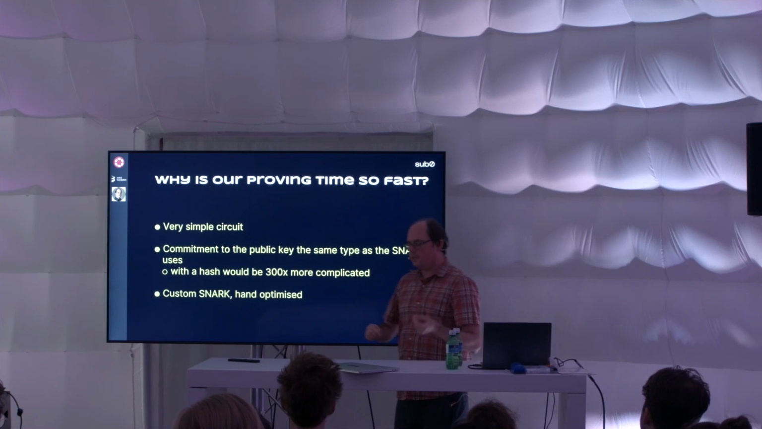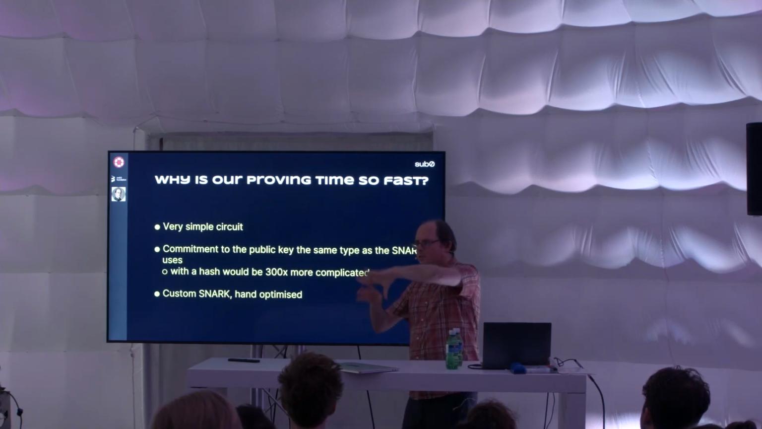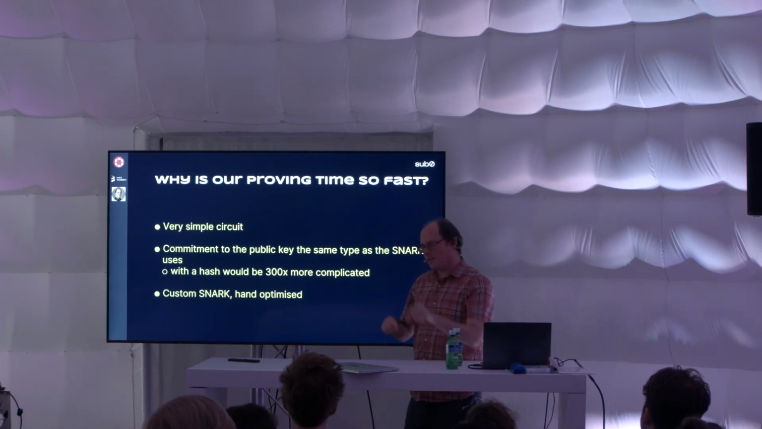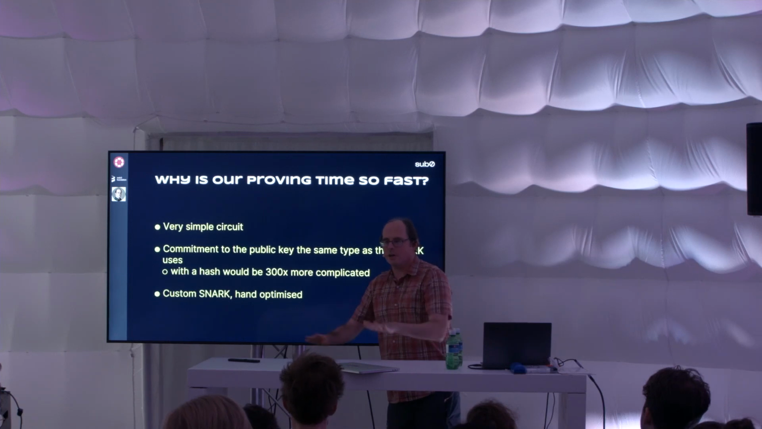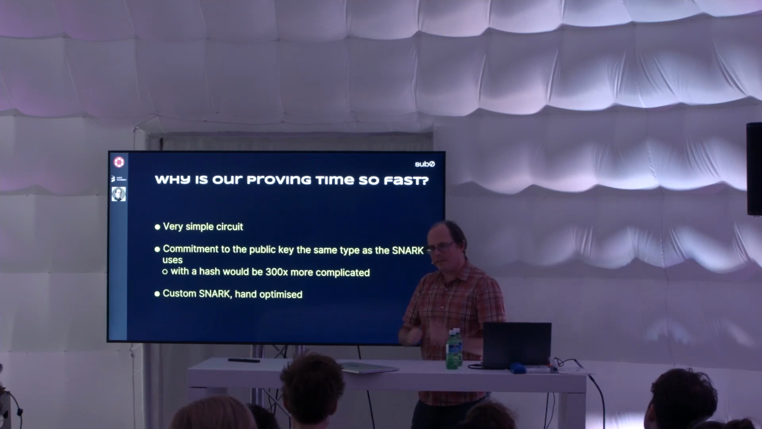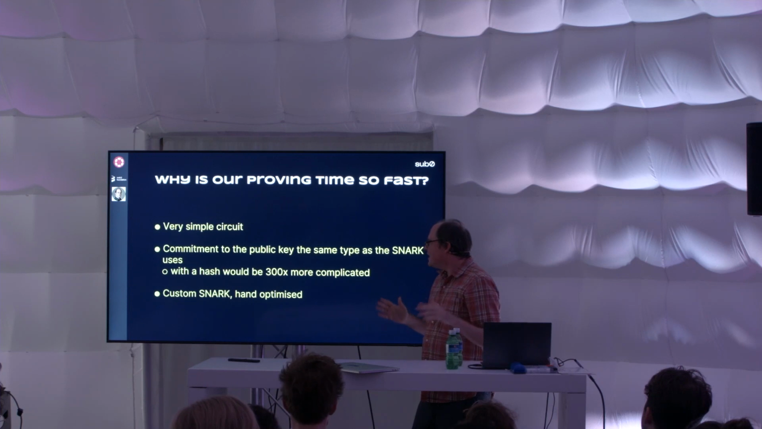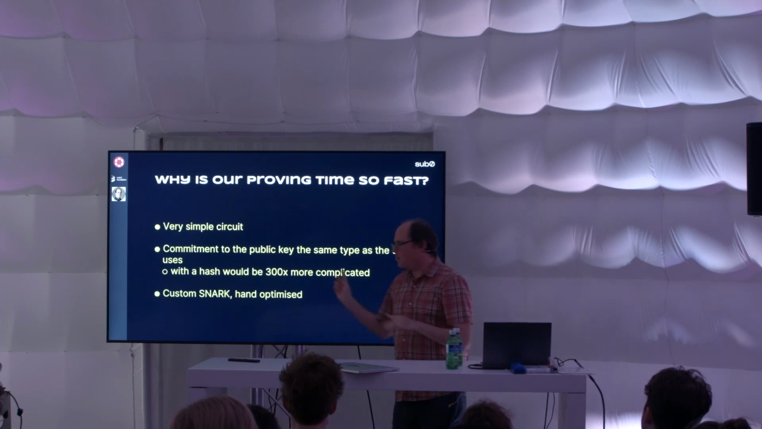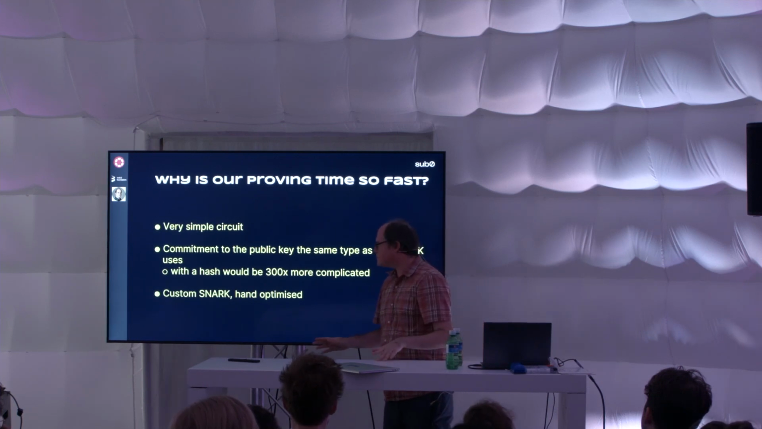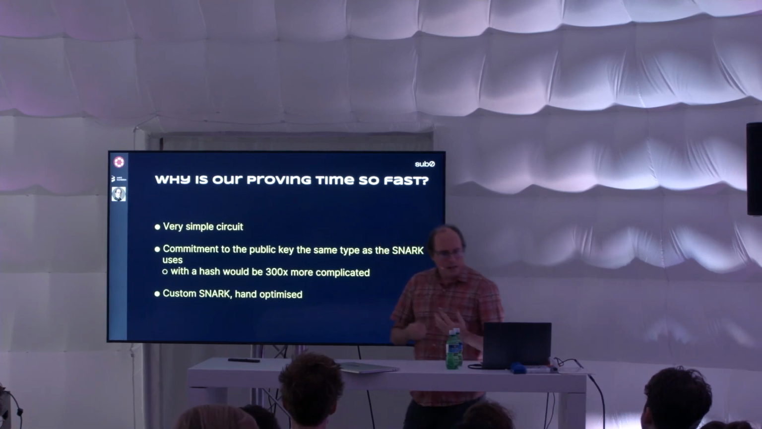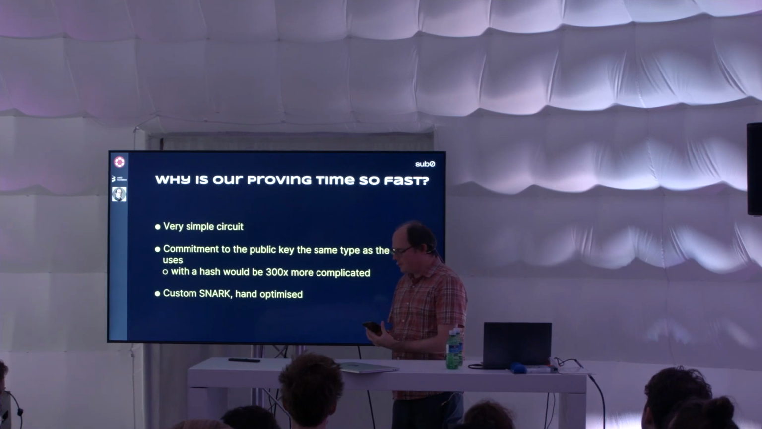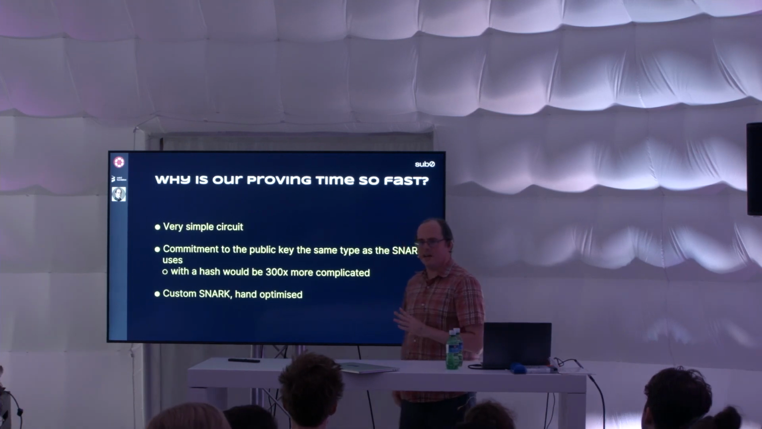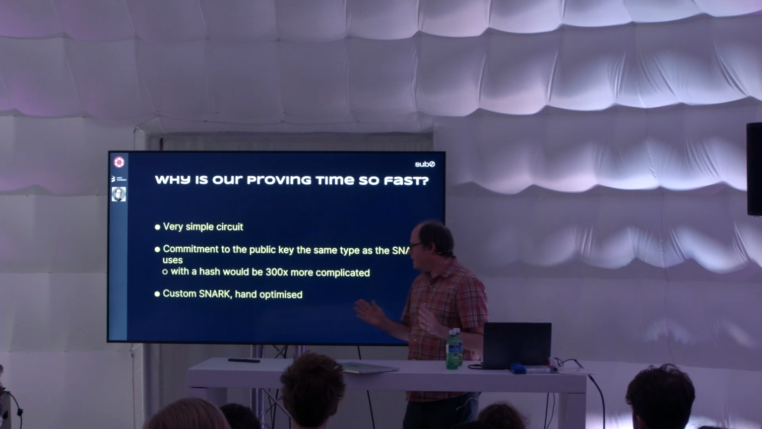We could hash all the public keys together, and we could prove inside the SNARK that this is the hash of all these public keys. But that would be way more complicated, like 300 times more complicated, even with a ZK-friendly hash function. People do this. The Plumo protocol does this, and they're way slower. This is a kind of hand-optimized custom SNARK.